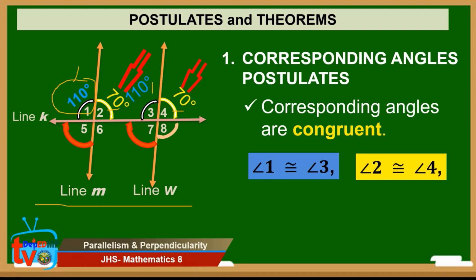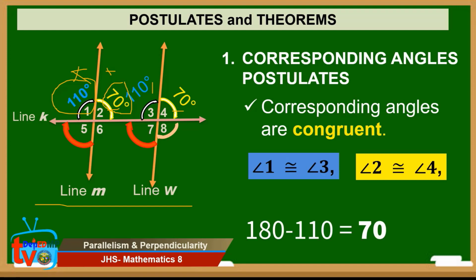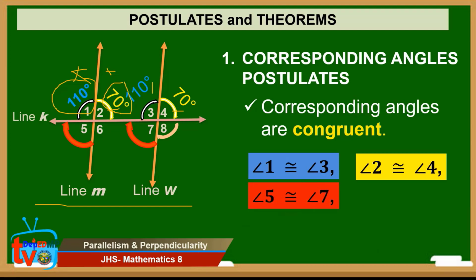Before moving further, you might be questioning where we get this 70 degrees. Since angle 1 and angle 2 are linear pair, then their sum is equal to 180 degrees. Therefore, to get the measure of angle 2, we subtract 110 from 180. So it becomes 70. This is similar with a pair of angles 5 and 7, and also angle 6 and angle 8.